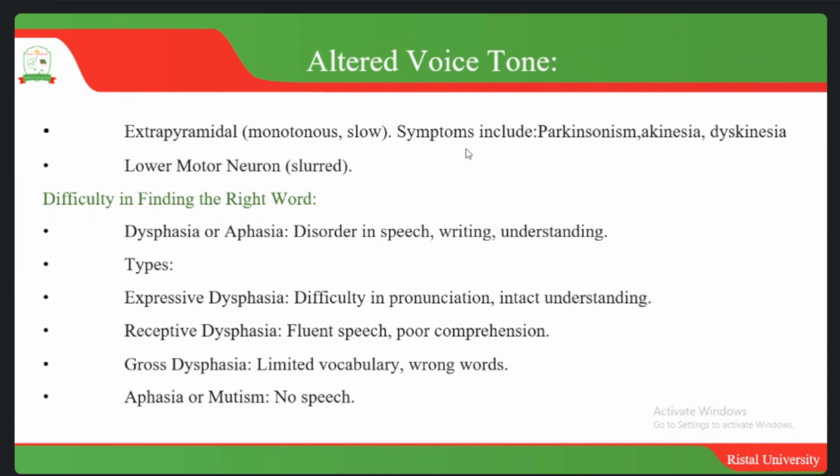Then gross dysphasia, this is limited vocabulary and then wrong words. They have limited vocabulary. Everything you ask, they mention the same vocabulary, and they can even tell you wrong words which are not really coordinated to what you expect. And then aphasia and then mutism. Aphasia or mutism is whereby they cannot speak, they are just mute. We're talking to them but they are quiet, they cannot tell you anything, they just open eyes and look at you.